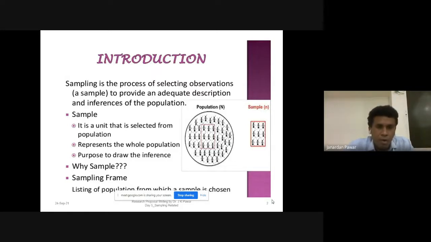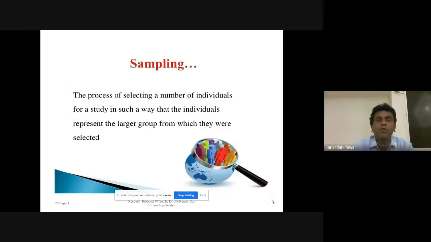Then sampling frame, we are going to talk about this. So this one is just an idea about the concept of sample or sampling in a brief manner. Now I'm going to talk about the concept of sampling. Then I'm going to tell you how the sampling is decided and all.